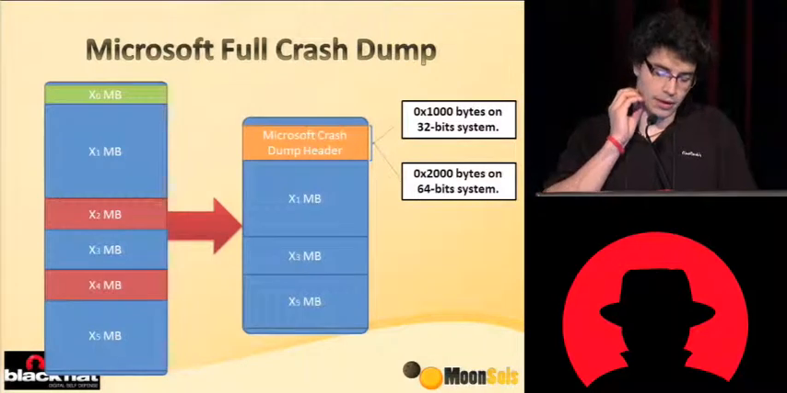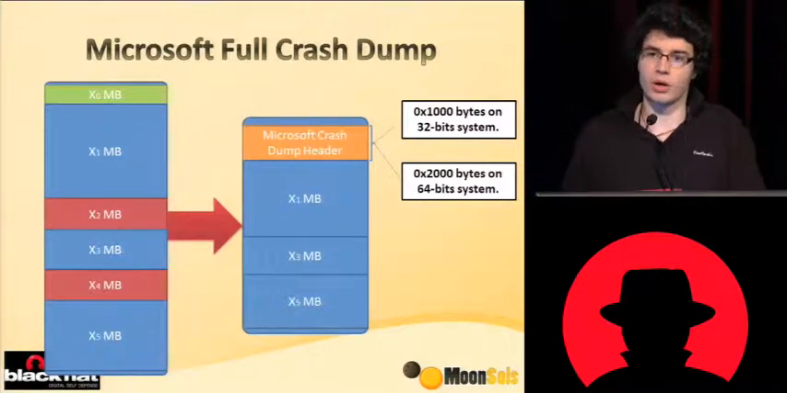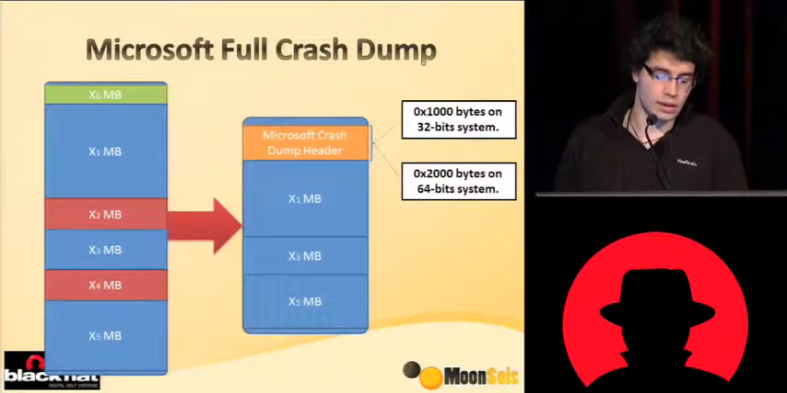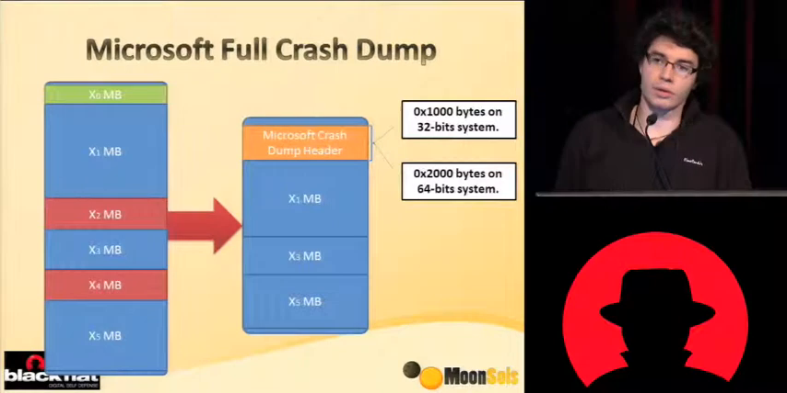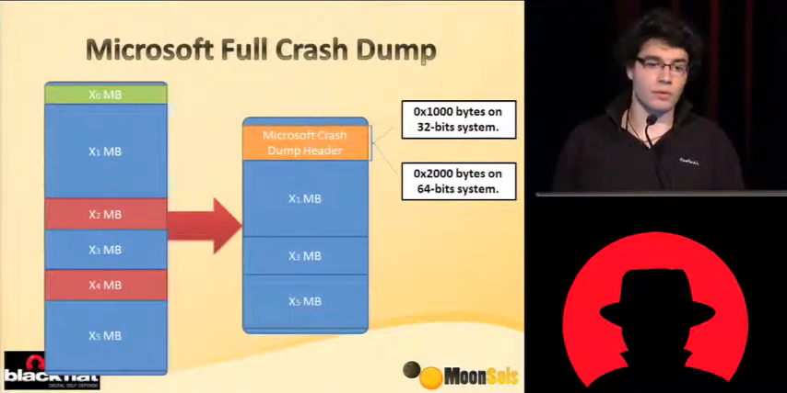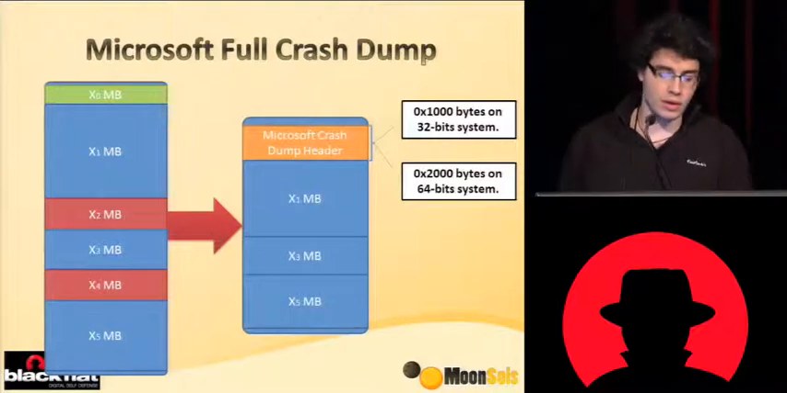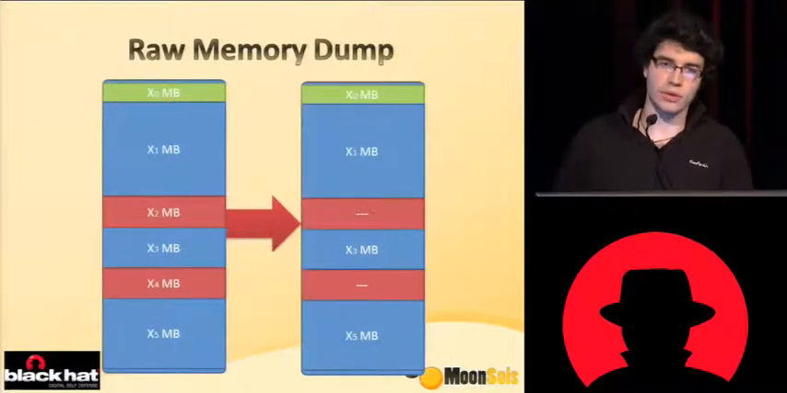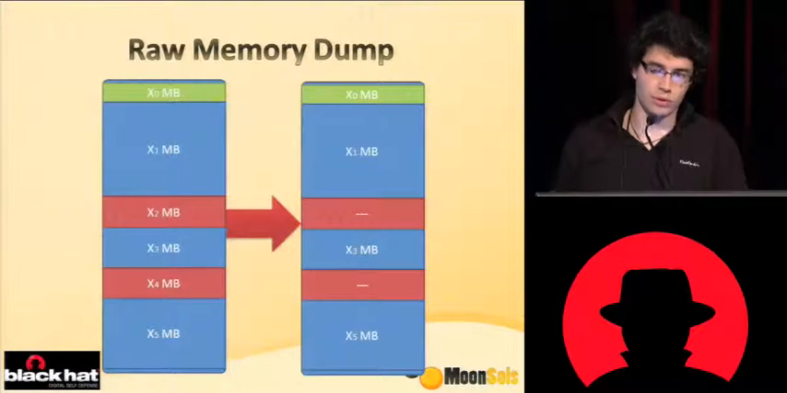So, unlike the raw memory dump, the Microsoft crash dump has a format which is widely used. In this header, we can retrieve the most important information we need for the analysis that makes possible the analysis under Windows debugger. Because when you have a raw memory dump, you have to firstly retrieve a lot of information and brute force several addresses.